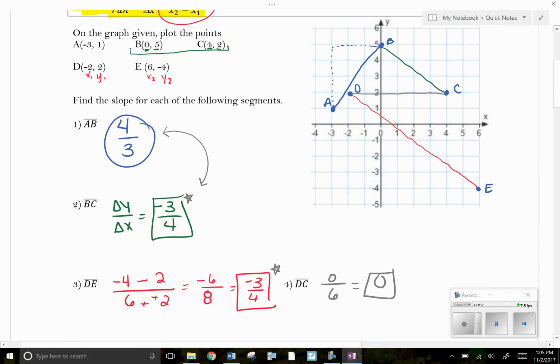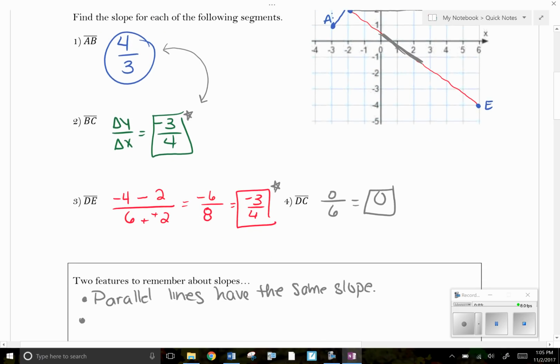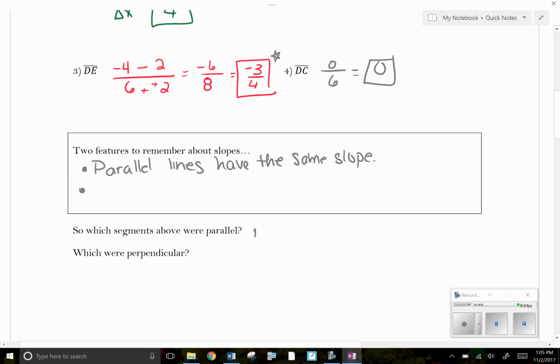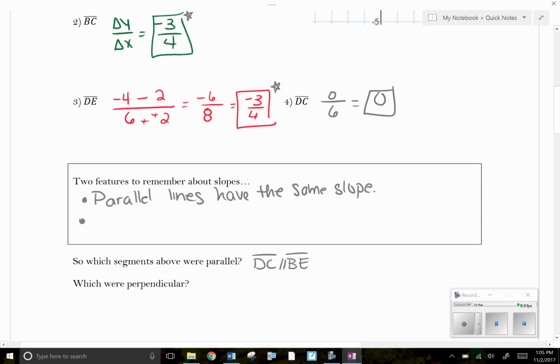Well, which things look parallel here? BC seems awfully parallel to DE. Oh, look at that. BC and DE are parallel. So which two segments? DC, BE. They were parallel to each other. I should probably use the parallel symbol, huh? There we go. Which two are perpendicular?